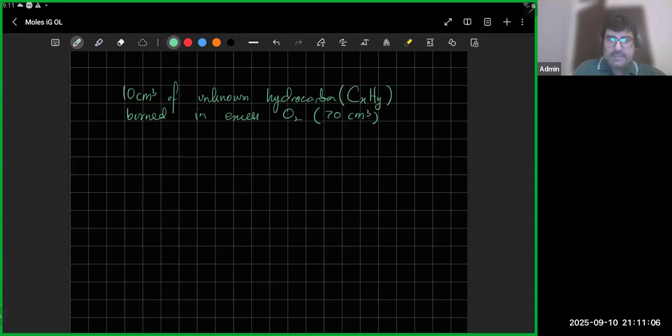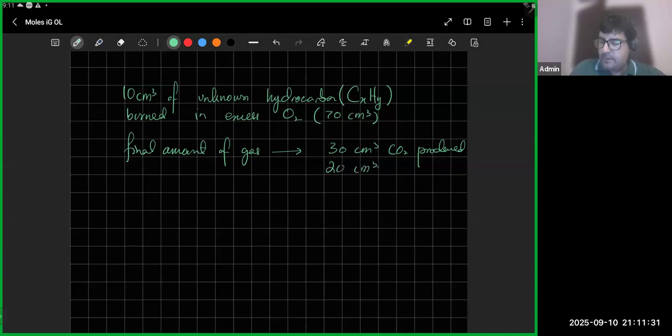And after that, he says that the final amount of gas that is produced, there is 30 cm cube of carbon dioxide produced, and there is 20 cm cube of unreacted oxygen.